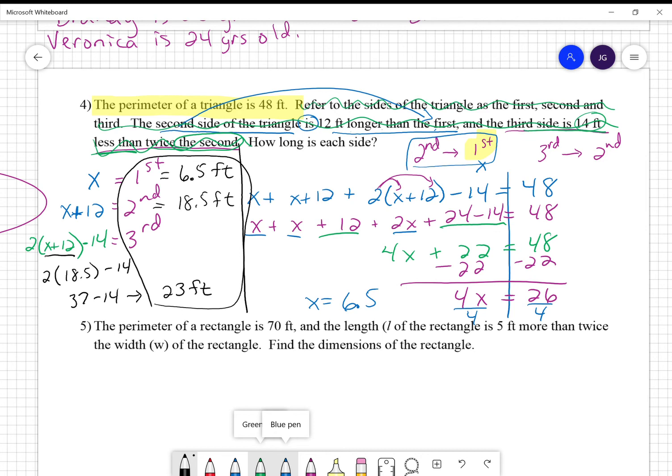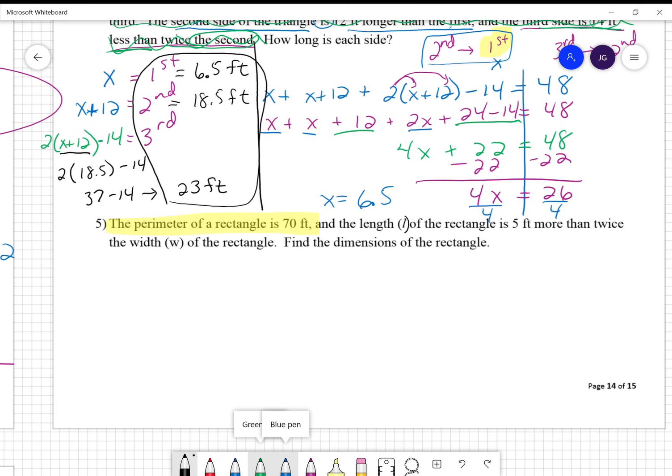Okay, number 5. The perimeter of a rectangle is 70 feet. Okay, that's where my equation is going to come from, just like the last one. The length of the rectangle, L, is 5 feet more than twice the width. There should have been another parenthesis here. We're going to use L for length. Length is 5 feet more than twice the width. Find the dimensions. Well, the dimensions are length and width.